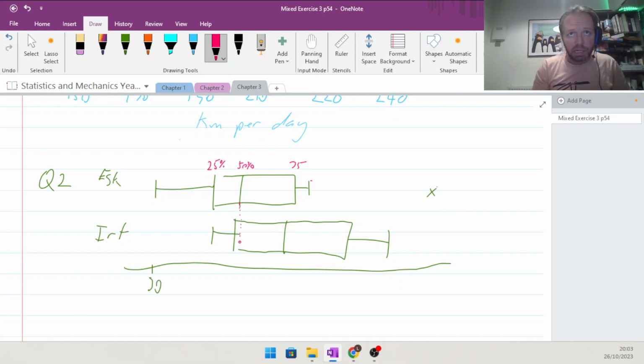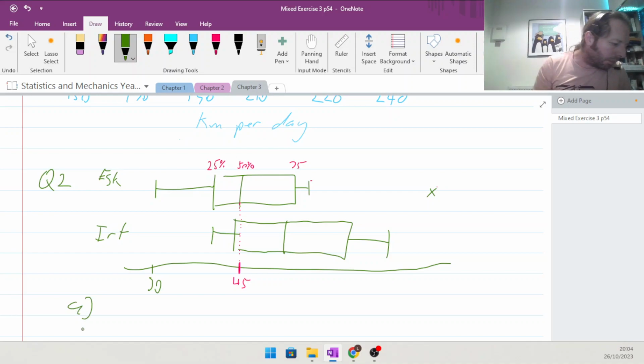Where the 50% mark is coming off that median line, the Q2 line of the Esk running club, it's coming down at 45. So for part A, write down the time by which they ran. It's going to be 45 minutes.